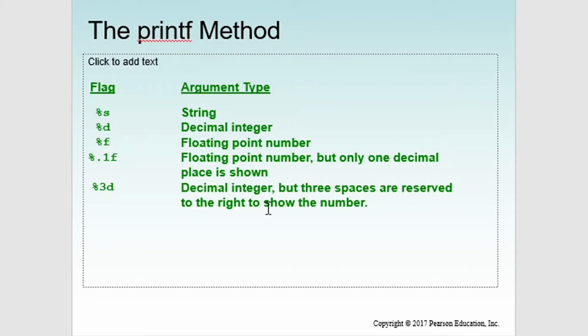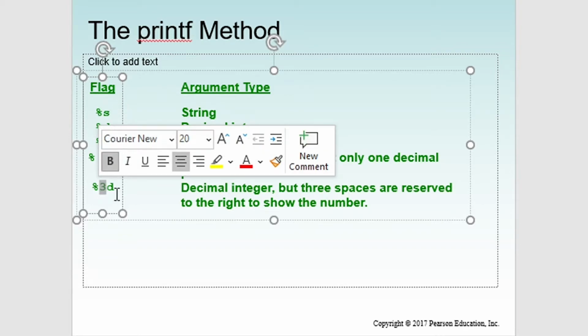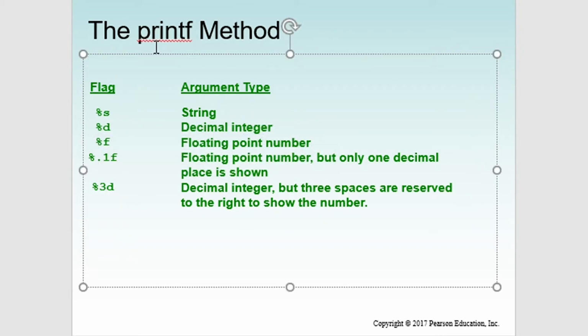But here is the list of the flags. So you use a %s for a string, %d for a decimal integer, %f for floating point. And then if you want to limit the number of decimal places, you do a point and then the number of decimal places. And if you want to show integers with a certain space in front of it to a certain number, then you'll put that number in front. There's more than just what you see here. You actually have to go to the Java API to get all the different flags that you can use.